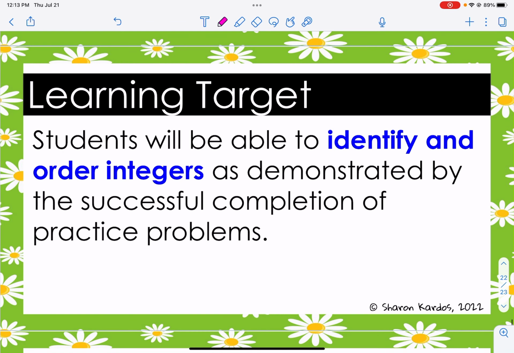So we come to the end of the lesson, so let's just check and make sure that we covered everything that was in our learning target for today. We can now identify what is an integer and what is not an integer, and we can also put them in order, smallest to biggest, or compare two numbers to see which is greater.